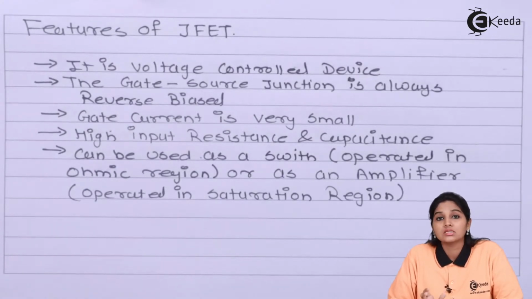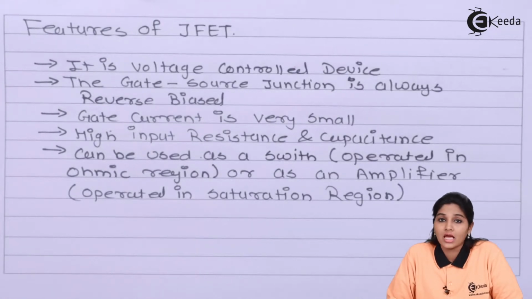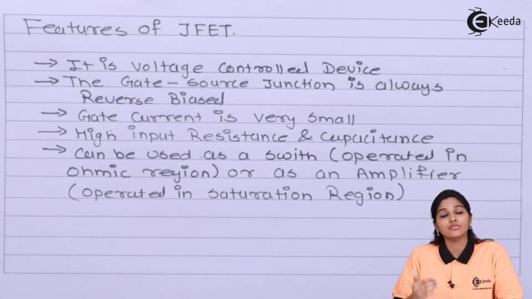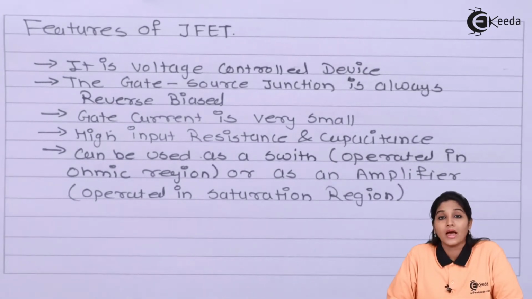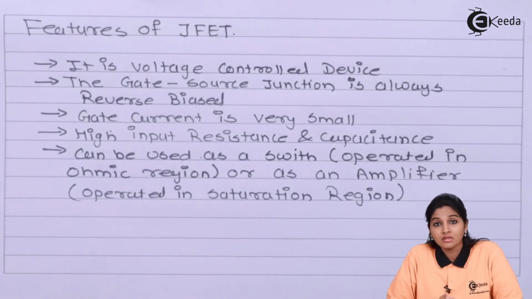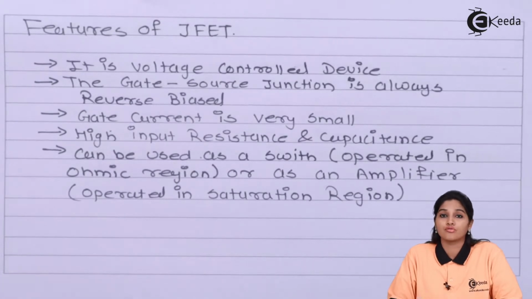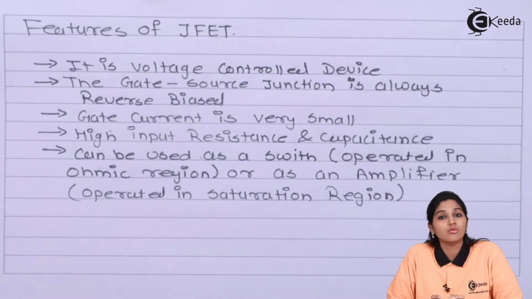Therefore in that case we can use FET as an amplifier. So these are the few features of FET. One of the most important features of FET as compared to BJT is that it is a unipolar device. That means in case of FET, the current flows either because of the electron or because of the hole, whereas in case of BJT the current flows because of electron as well as hole. In case of FET, the current flows only because of one majority carrier and therefore it is called a unipolar device. Now let's move to the disadvantages of FET.